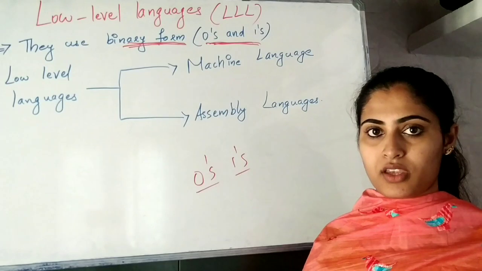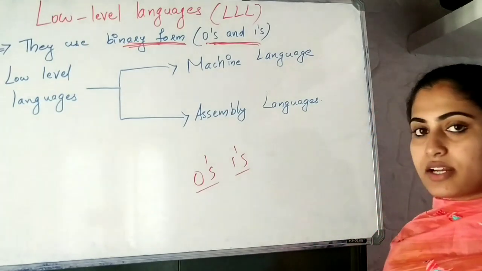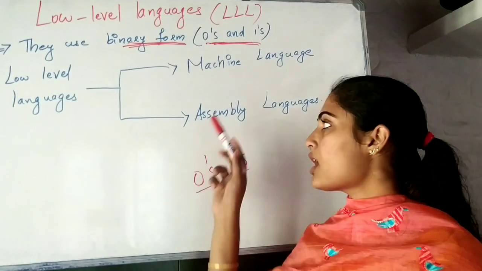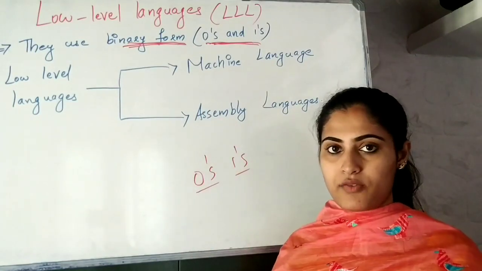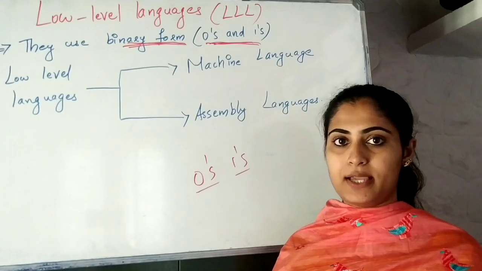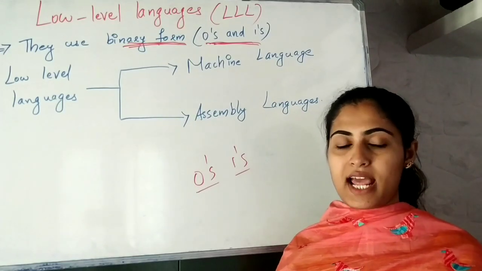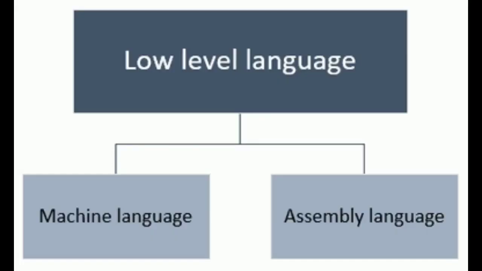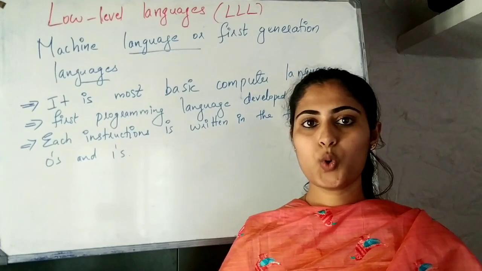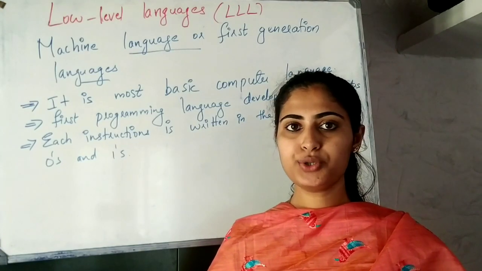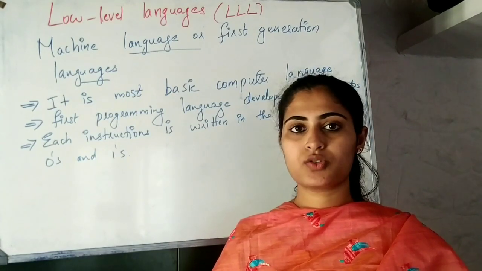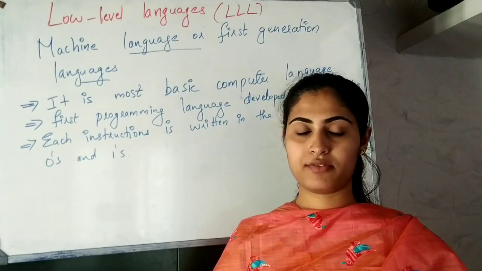Low level languages are divided into 2 types. First one is machine language, and second one is assembly language. So let us first study about machine language.